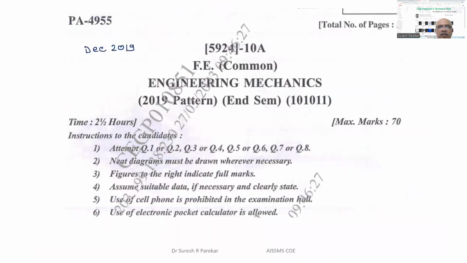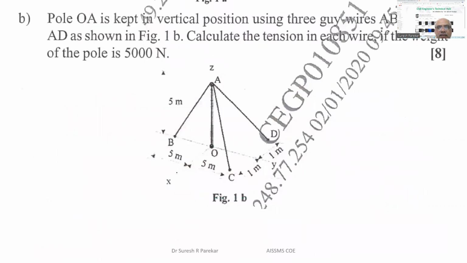So now we will go with this December 2019 paper, and we are interested to solve the paper from Space Forces. We have this problem, and in it we are interested in the tension in each wire. OA is kept in vertical position using 3 guy wires AB, AC, and AD as shown in the figure. Calculate the tension in each wire if the weight of the pole is 5,000 Newton. This weight is acting downward on the pole, so at this point we have 5,000 Newton upward.